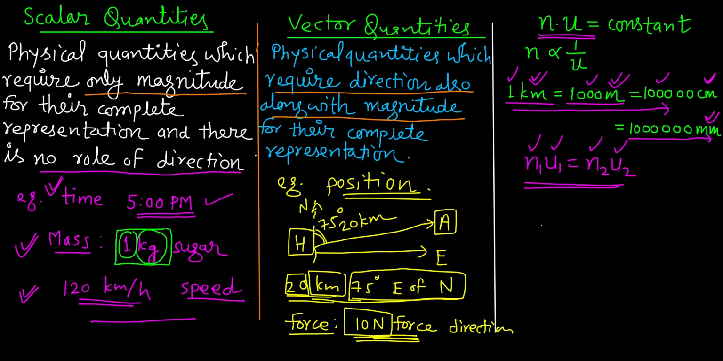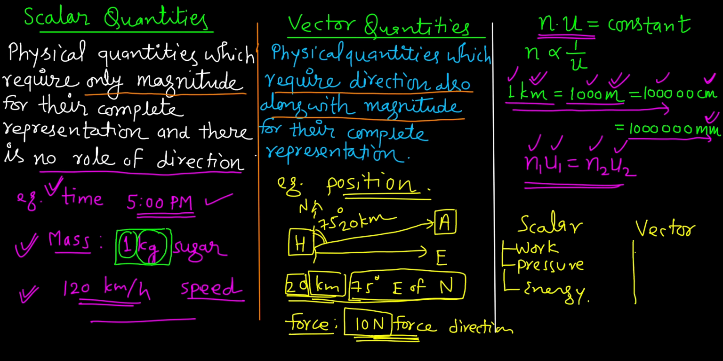There can be many further examples of scalar and vector quantities. Scalar quantities can be, like I told you, time, mass, speed, work, pressure, energy. There can be many. And vector quantities can also be many, like velocity, acceleration, force, torque, momentum, and impulse. There can be so many.